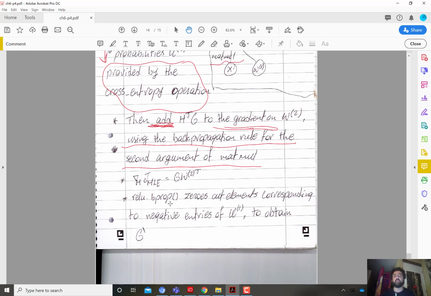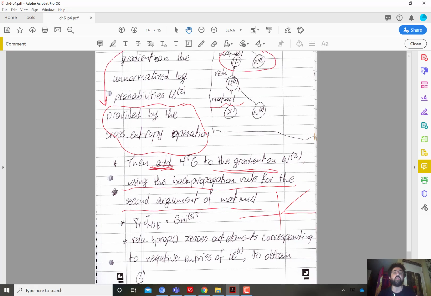And then ReLU. We discussed before, what does the backpropagation of ReLU do? ReLU is a function that looks like this. In this region, the gradient is 1. In this region, the derivative is 0. So ReLU.B_prop zeroes out the elements corresponding to negative entries of U1.